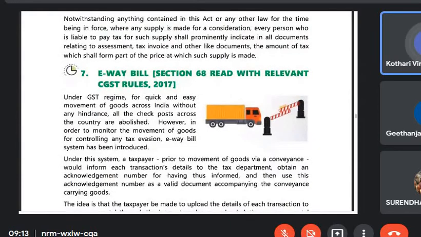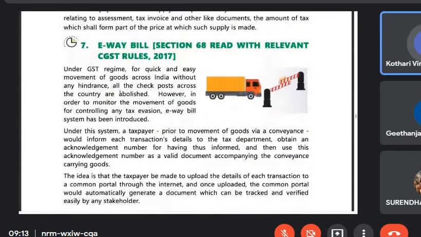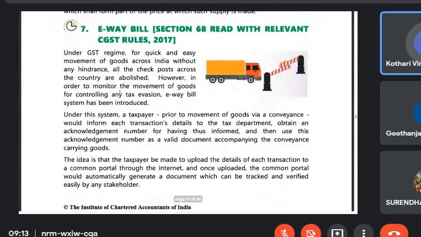Now the last part, e-way bill. So we'll complete this e-way bill, and then our GST will be concluded. So what is e-way bill? What is way bill? Transportation of material. Whenever goods are transported, they transport the goods via a transporter. What will the transporter do? He will issue a way bill. That means the proof of transportation of goods is called a way bill.